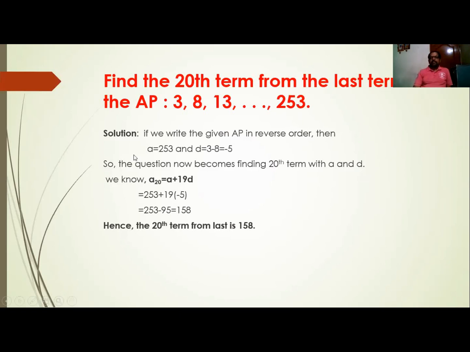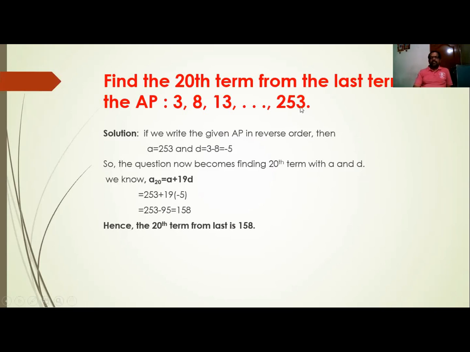We can say A equal to 253, and then the common difference will be obtained. We can take the difference in reverse order again. So instead of taking 13 minus 8, we can take the difference 8 minus 13 or 3 minus 8, right? That difference gives us minus 5. So for the AP in reverse order, we have A equal to 253 and D equal to minus 5.